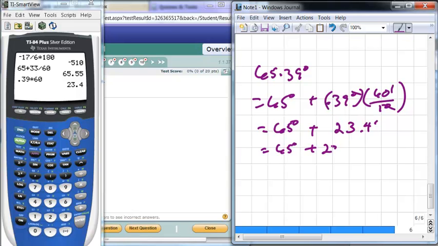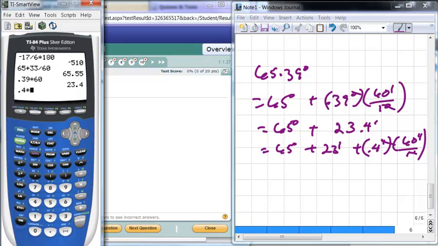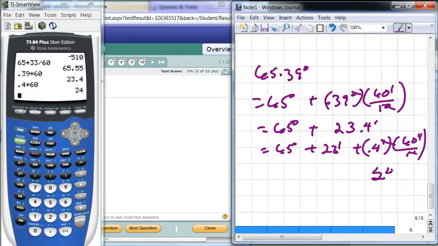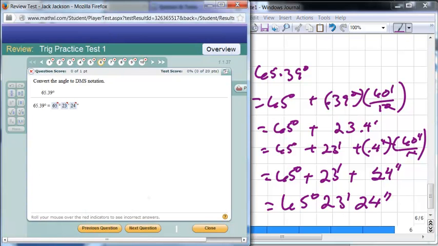Okay, so that's 23 minutes plus the 0.4 minutes will convert to seconds in the same way. 60 seconds is 1 minute. Minutes cancel, and that's 0.4 times 60, that's 24 seconds. And then we suppress the pluses when we usually write it. And we just write 65 degrees, 23 minutes, 24 seconds. Which is the correct answer.